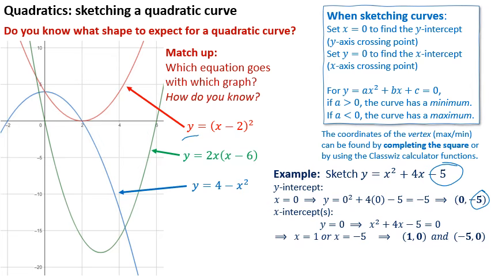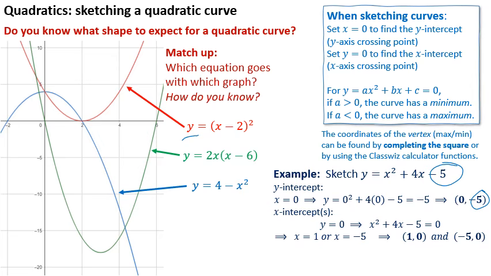1 squared, add 4 ones, take away 5. Yes, that's 0 because it's 1 add 4 minus 5. -5 squared is 25. When we add 4 lots of -5, we're taking away 20. And then we take away another 5 and we're down to 0. So it convinces us we've done it right.